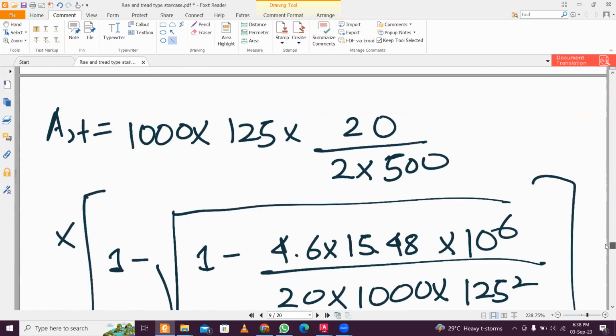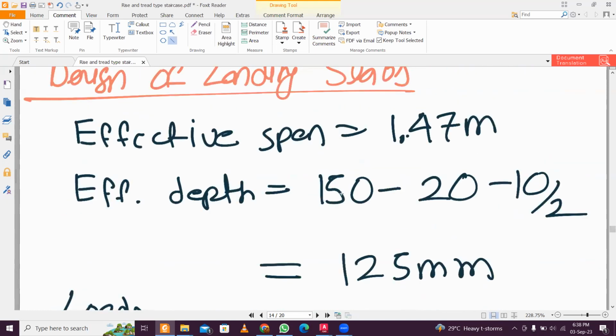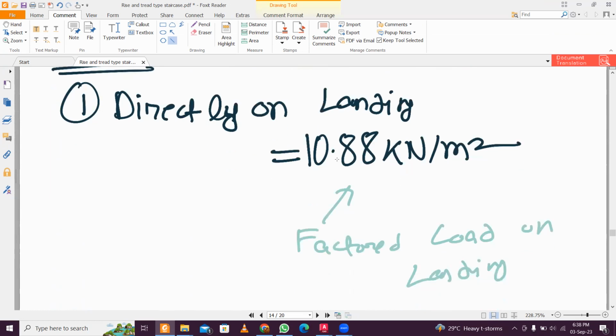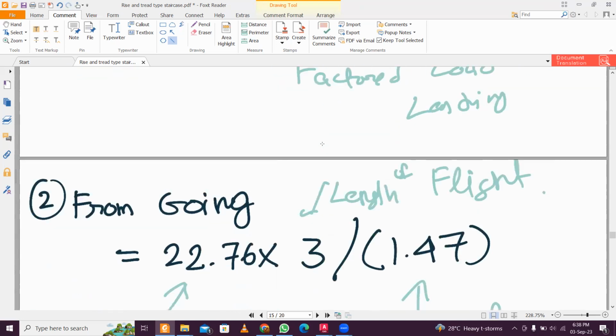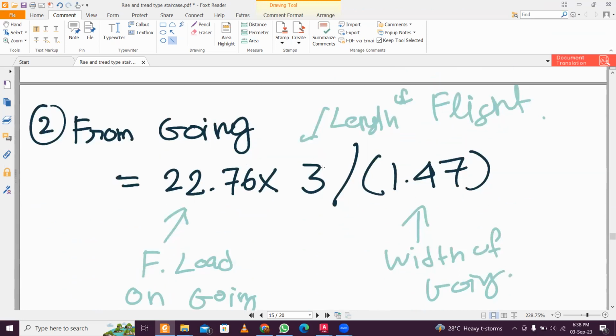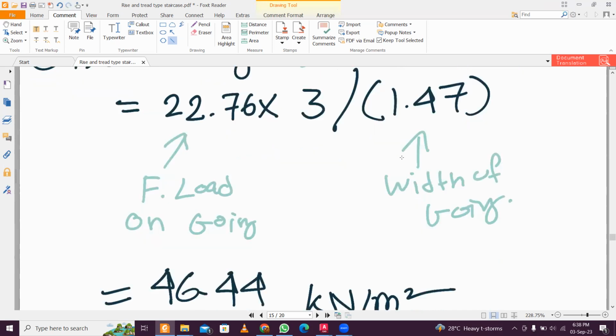Okay, and then we are going to come here and directly calculate the effective depth. 20 mm cover, 10 mm bars, maximum bars used, so 25 mm cover, and loads directly on landing, which is the 1.5 into factor loads. Notice that this was not the load which was half. Okay, we take the full load on the landing, factor load on landing, and from going we calculate the factor load on going into length of flight, which was 3 meter, and divided by width of the going, which was 1.47 meter, or in this case the width of the landing is also the same, 1.47 meter.